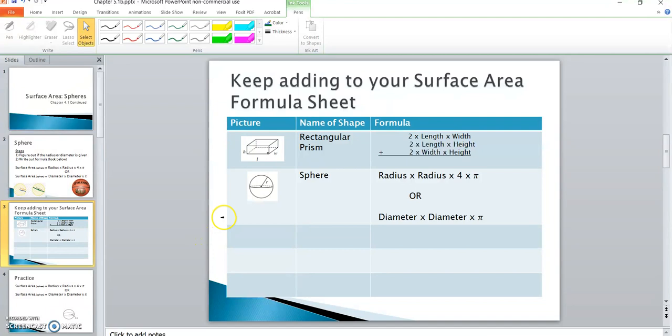So now I want you to take out the formula sheet that you used for the rectangular prism, and I want you to fill this out for a sphere. So go ahead and add another line to your formula sheet for a sphere.